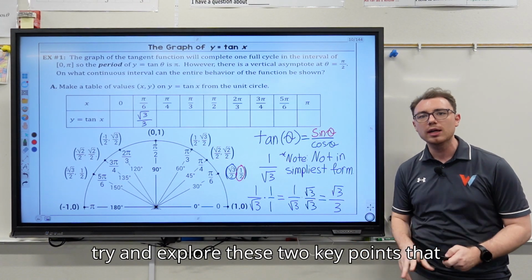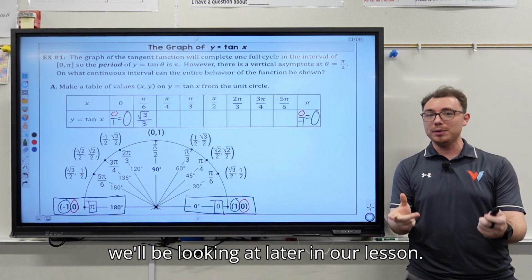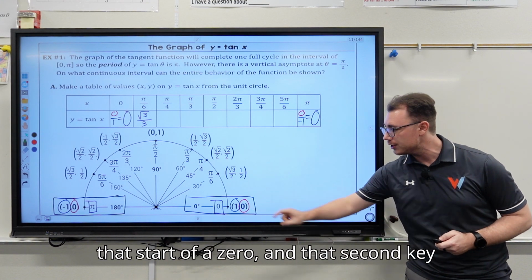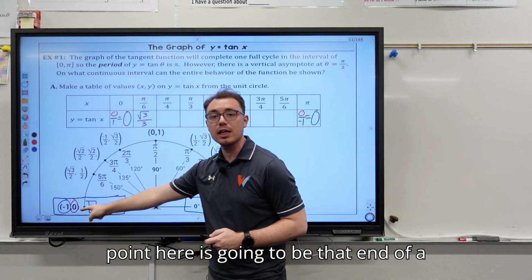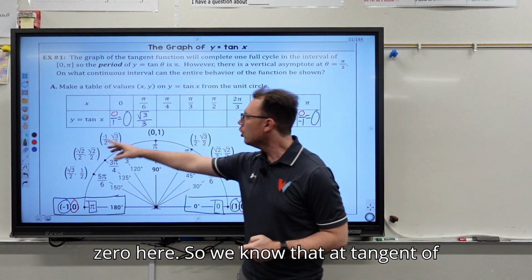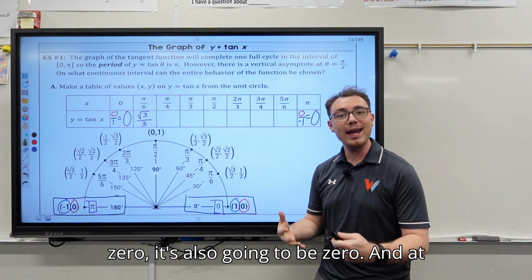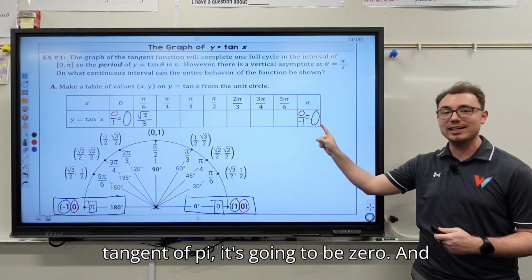Now let's explore these two key points that we'll be looking at later in our lesson. The first key point here is going to be that start of 0, and that second key point here is going to be that end of pi. So we know that at tangent of 0, it's also going to be 0. And at tangent of pi, it's going to be 0.